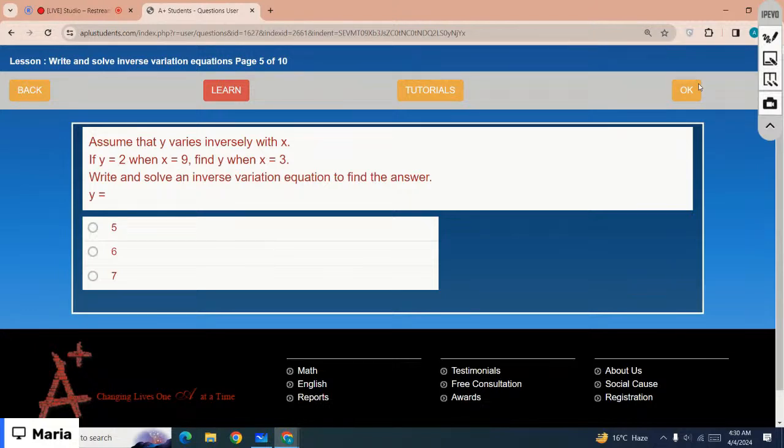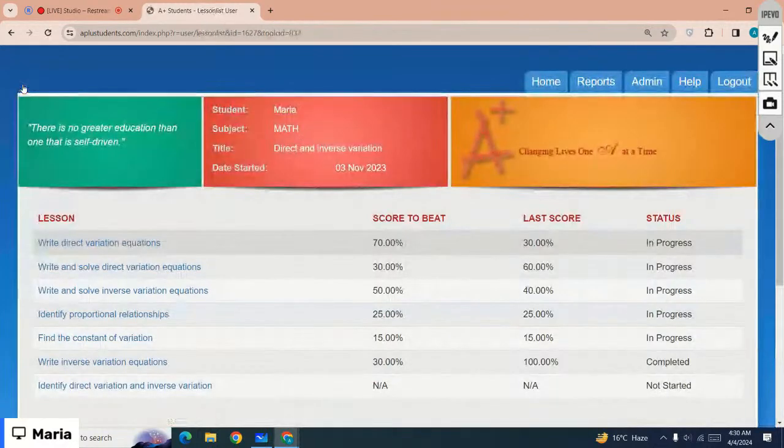The correct option is yes, 6 is the correct option. Okay, you can complete the lesson by yourself later today. Let me just move on to the next lesson. So the next lesson is identify proportional relationships. Let's just start with the next lesson, that is identify proportional relationships.